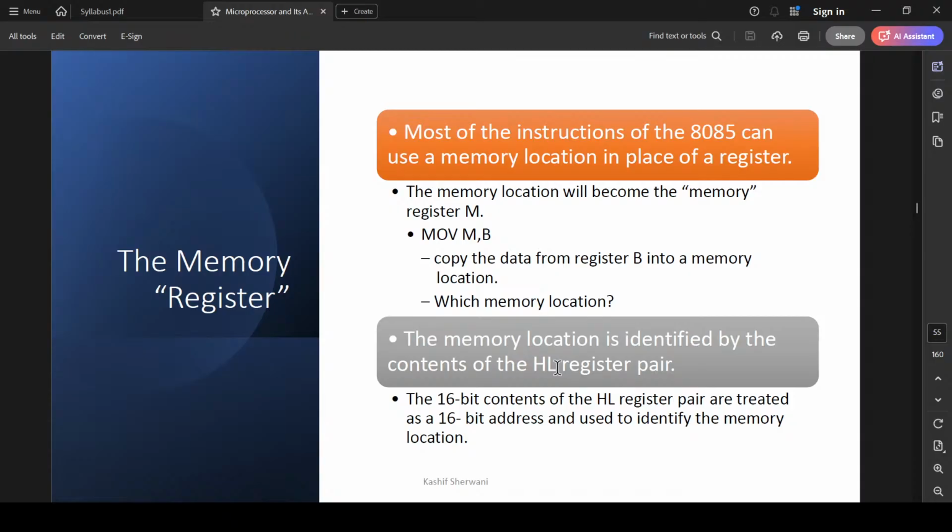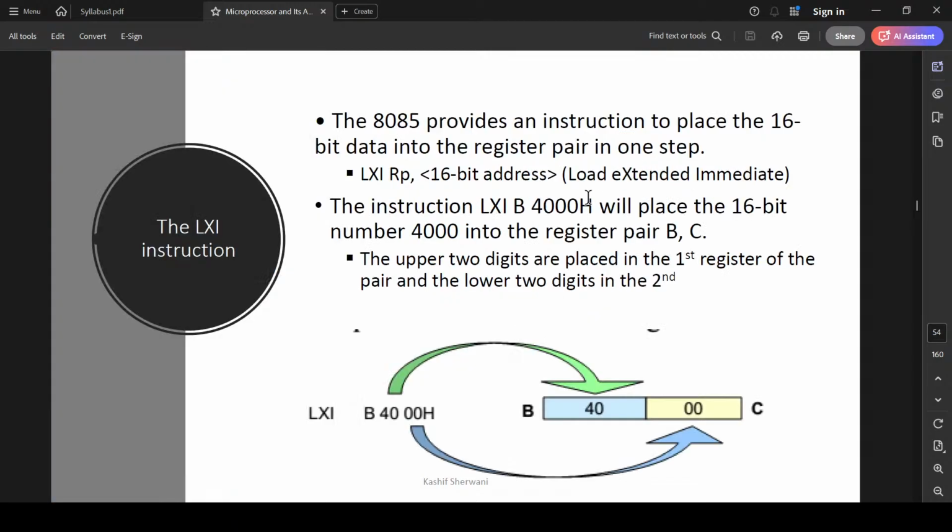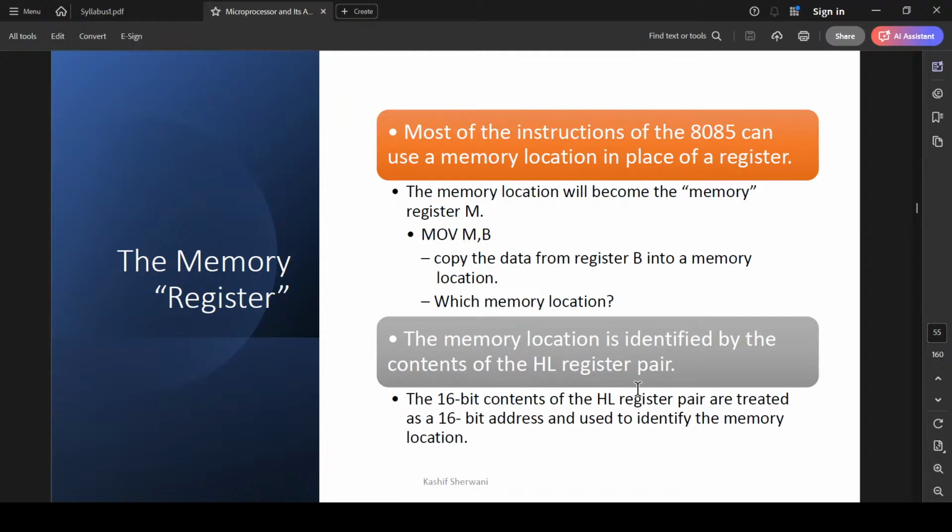So let's say you have B, C. These are designated and already identified registers, but M is not identified. You have to give the memory location. Let's assume in the last slide it was 4000 H, now let's say it is 5000 H. So you have to tell this 5000 H to the HL that I have to store the B value from B to M, and the M's value is 5000. So you have to tell the HL.